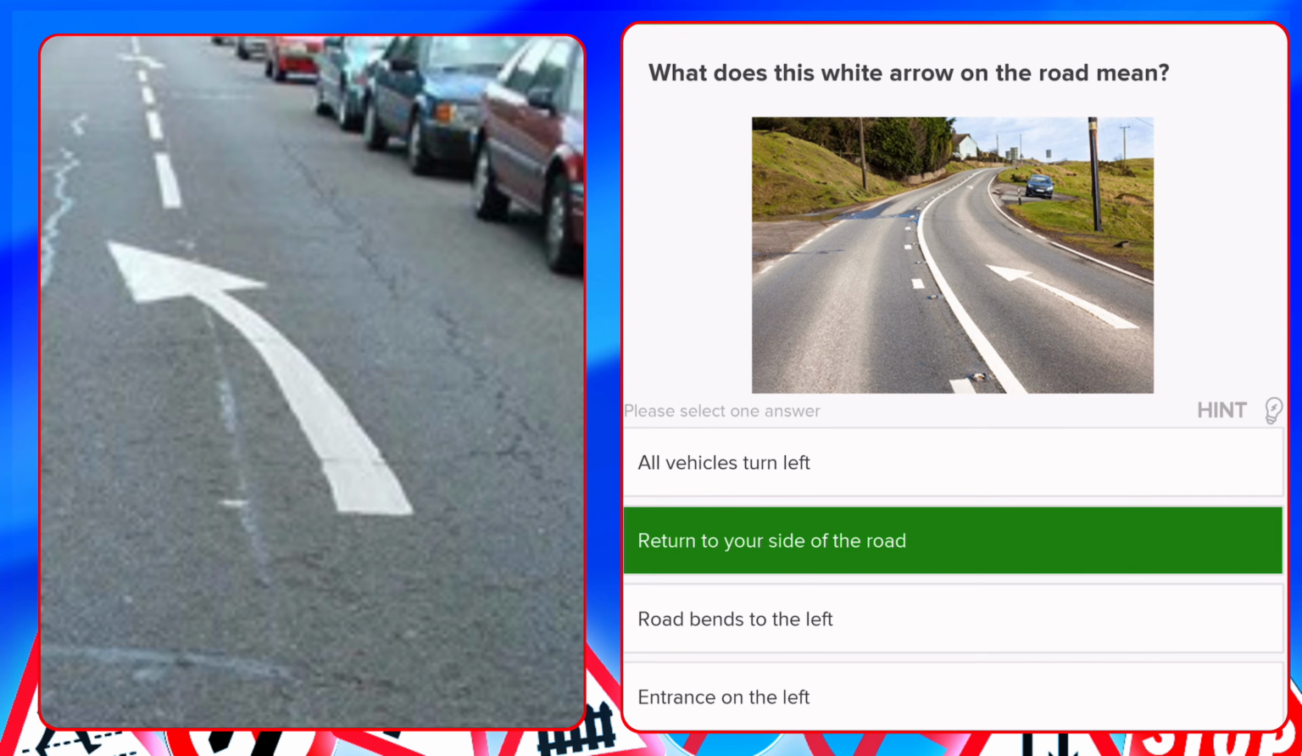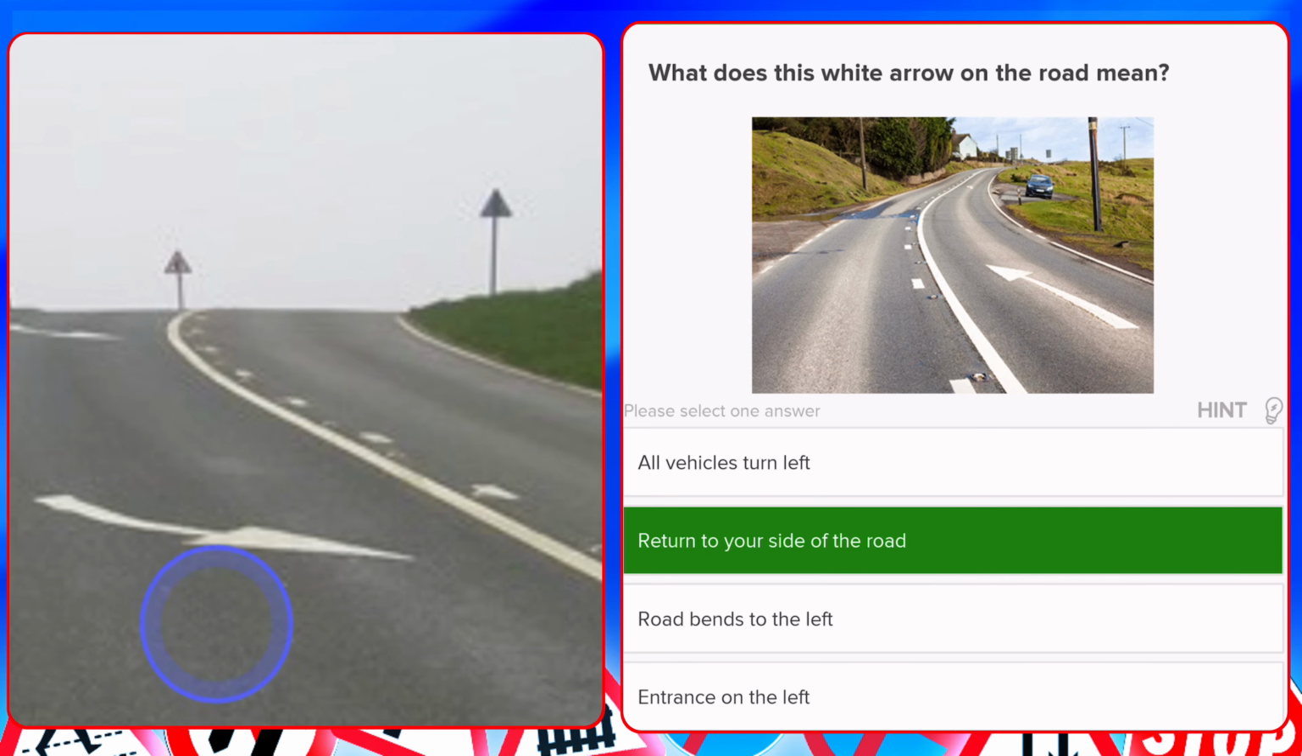So if you are overtaking someone, you need to get back to the left when safe to do so. So here's another example of it in use. Here's another example of it being used. Remember, you're going up, the car will be coming down, so someone's overtaking and has to get back to the left when safe to do so.